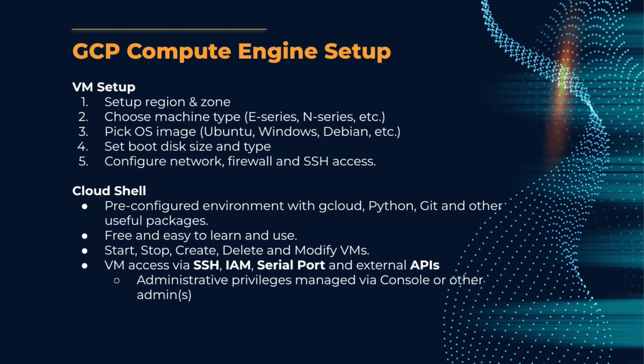To launch a Compute Engine VM, select your region and zone, pick a machine, choose an OS image, configure your boot disk's size and type, and set up networking, firewall rules, and SSH access. For CLI users, Cloud Shell gives you a ready-to-go environment with gcloud, Python, Git, and many more packages. It's free and easy to learn and lets you start, stop, create, delete, or modify VMs.